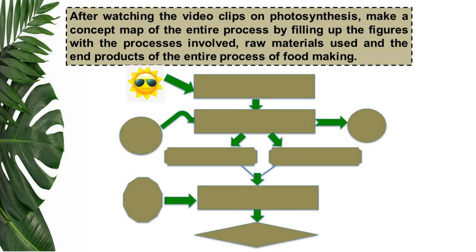After watching the video clips on photosynthesis, make a concept map of the entire process by filling up the figures with the processes involved, raw materials used, and the end products of the entire process of food making. You can copy the concept map projected on your screen in your activity notebook.